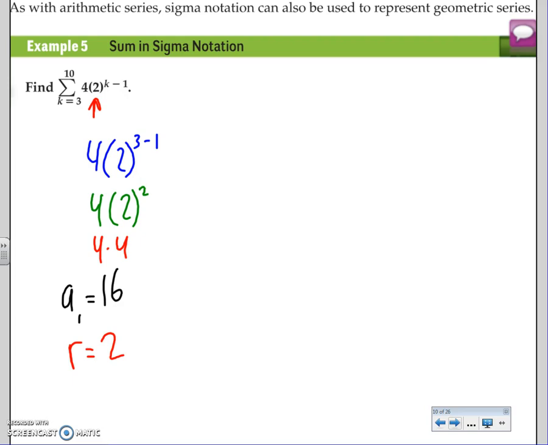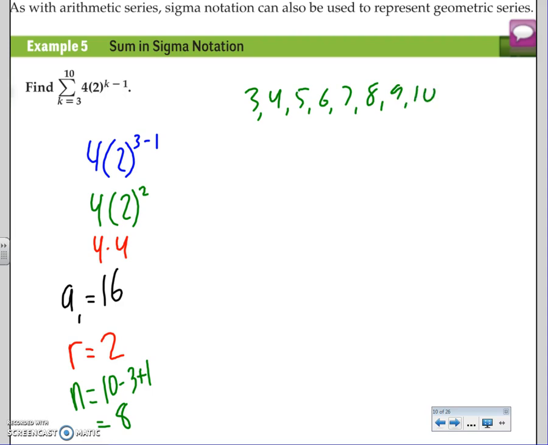And we need n. Remember, n comes from the top minus the bottom plus 1. So n equals 10 minus 3 plus 1. So that is 7 plus 1, which is 8. There are 8 terms, because there's the third number, fourth, fifth, sixth, seventh, eighth, ninth, 10. Those are the positions. Now this is 1, 2, 3, 4, 5, 6, 7, 8 different numbers, right? So it's 8 different spots. So make sure you know it's the top minus the bottom plus 1.